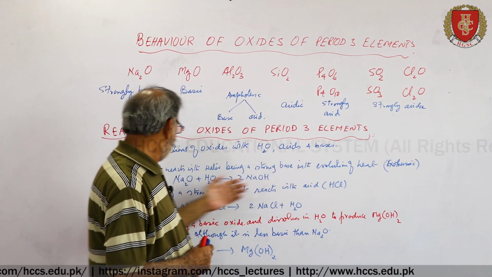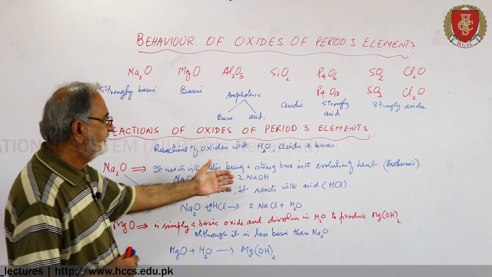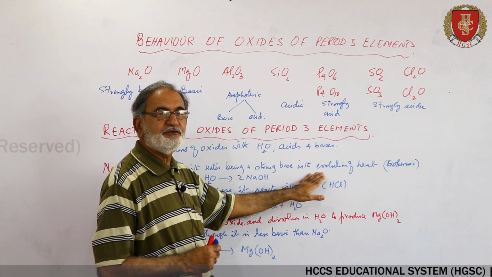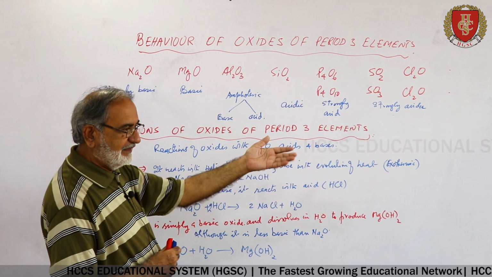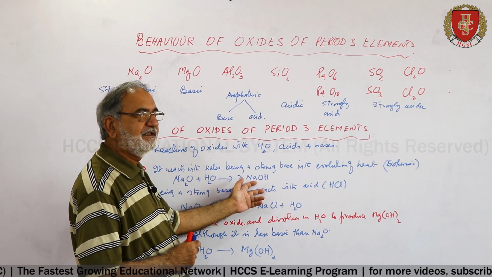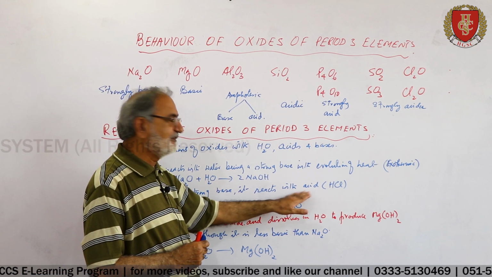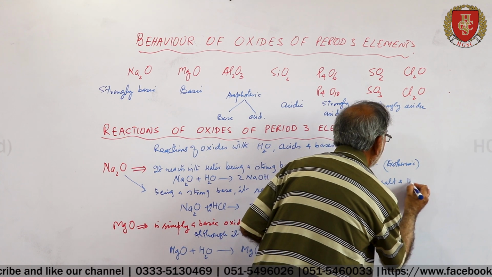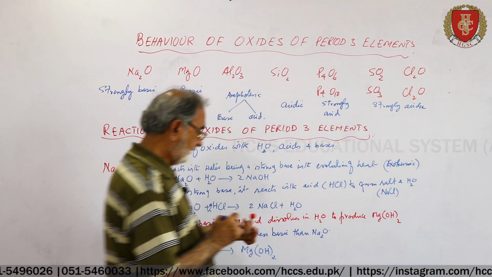Acids and bases. Sodium oxide is a strong base, therefore it combines with water with the evolution of heat, that is, it is strongly exothermic. Na2O plus water gives 2NaOH. Being a strong base, it also combines with the acids to form salt and water. The salt is sodium chloride.